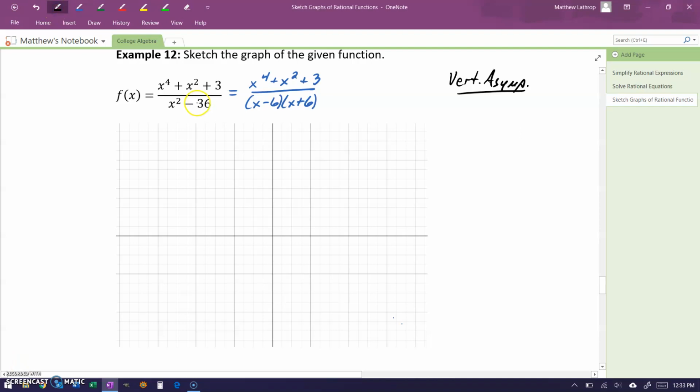Actually, let me make a change there. This should be x squared minus 49, so this should be x minus 7 and x plus 7. Sorry for the typo there. So nothing reduces or cancels. We have two values that will give us a 0 in the denominator, and those would be x equal to 7 or negative 7. So we can go ahead and plot those vertical asymptotes.